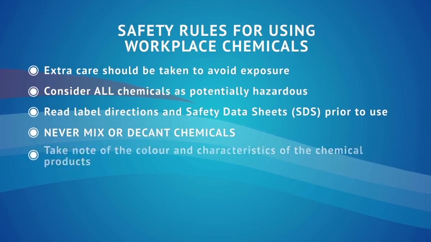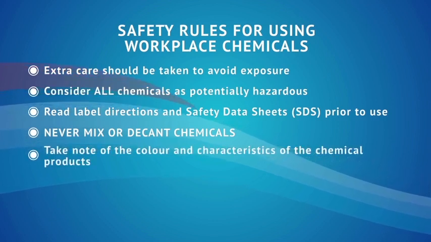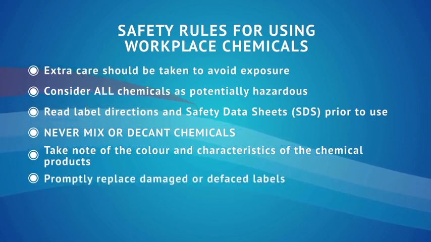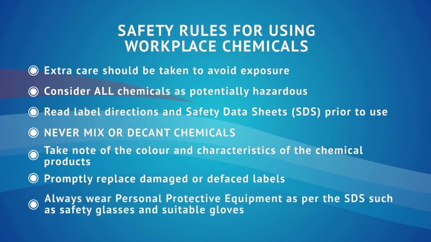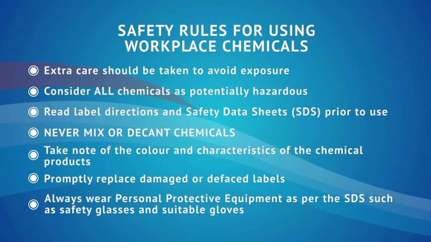Always check the physical characteristics of the chemical. Changes in colour, physical state such as liquid or solid, thickness or phase separation may indicate that the product could be contaminated or losing effectiveness. Promptly replace damaged or defaced labels so there are no ambiguities as to what chemicals are stored. And always wear appropriate personal protective equipment as specified in the SDS, such as safety glasses and gloves, to prevent accidental chemical exposure.